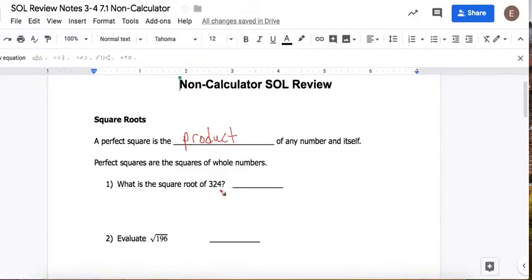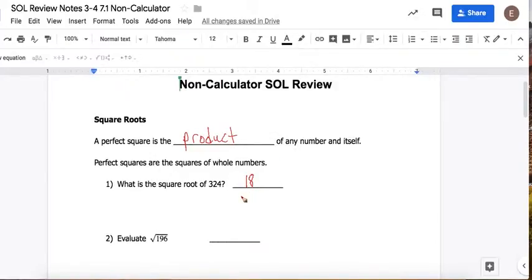It says, what is the square root of 324? So 324 is a perfect square, and we're trying to figure out what number times itself gives us that. So the correct answer, of course, is 18. Now, you can narrow it down. We know that the perfect squares that we've learned this year go from 1 to 400, and the answers are always between 1 and 20.